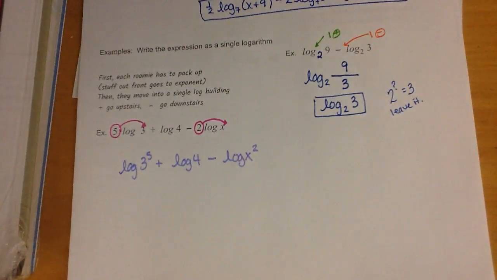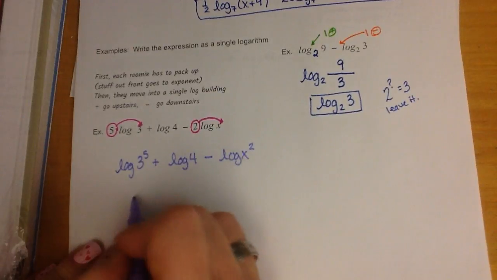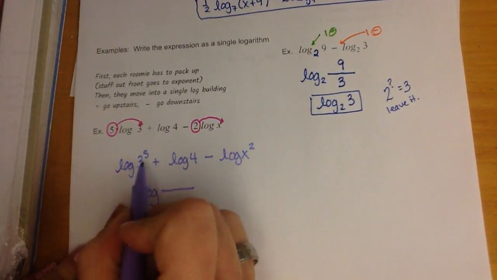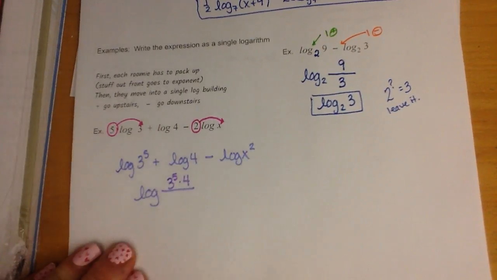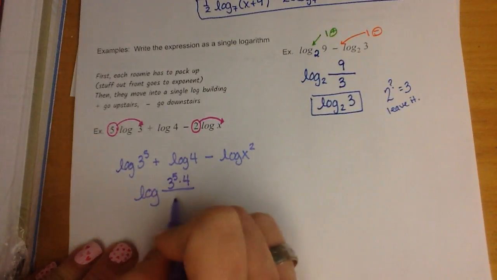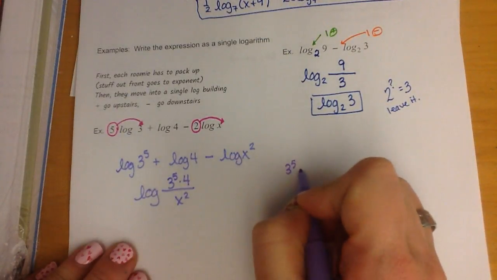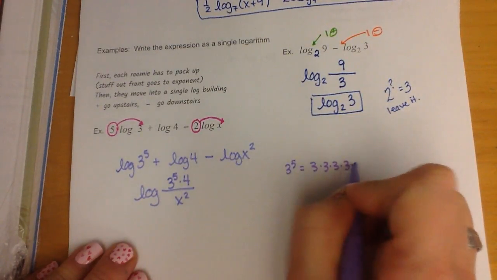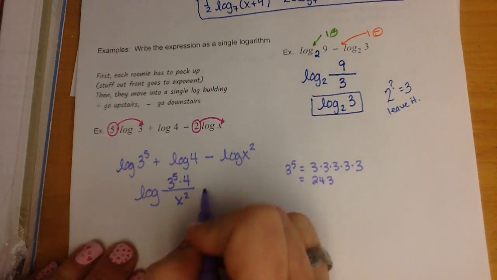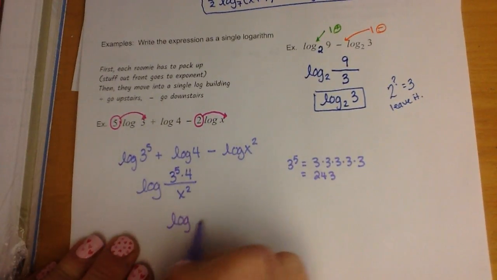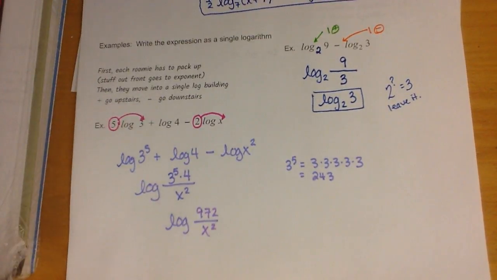Then the positive logs become upstairs roomies, negative logs become downstairs. So we're going to have one single log, and we're going to have 2 upstairs that we multiply by each other. So it's 3 to the 5th times 4, and then we have x squared in the denominator. Now we could go ahead and simplify this because 3 to the 5th is multiplying 3 5 times, which comes out to be 243. And then we can take that times 4. You'll want a calculator for that, I'm guessing. And it comes out to be 972 over x squared.